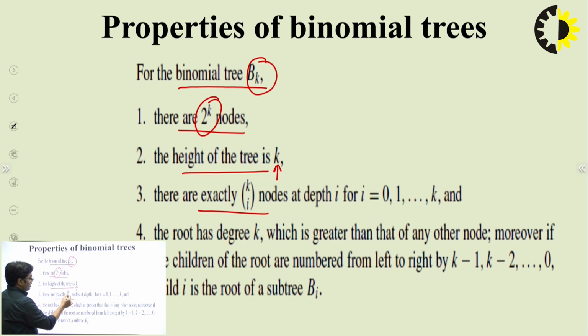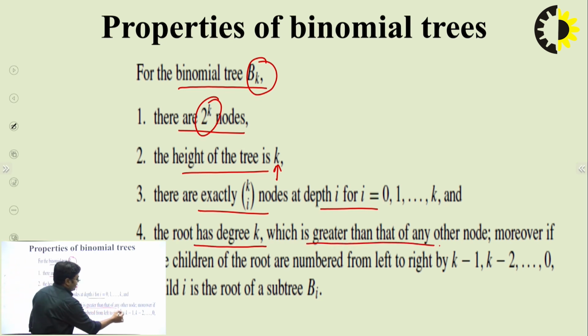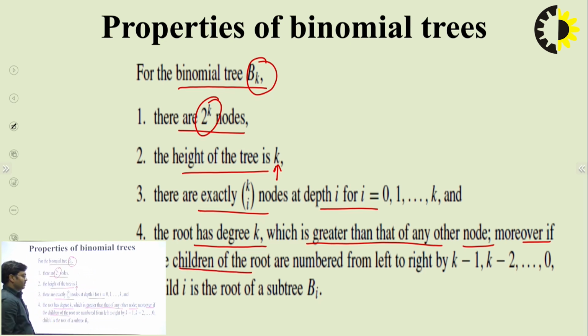There are exactly k choose i nodes at depth i, and the root has degree k which is greater than that of any other node. Moreover, the children of the root are numbered from left to right by k minus 1, k minus 2, k minus 3, and so on up to 0. And child i is the root of the subtree Bi.